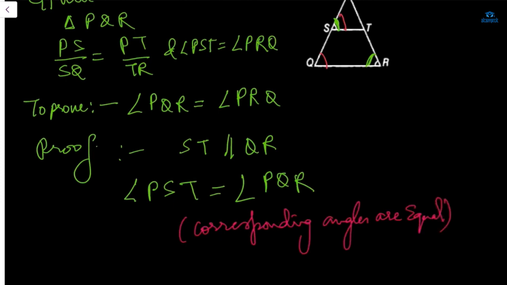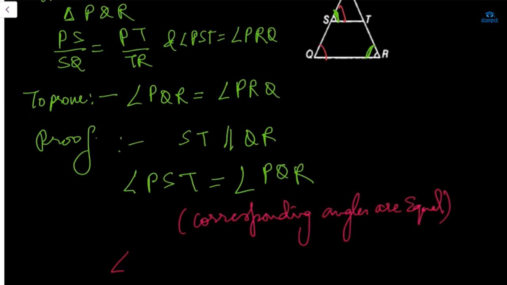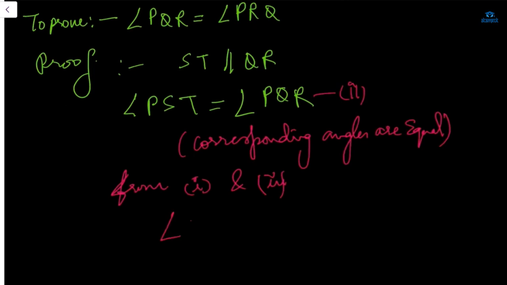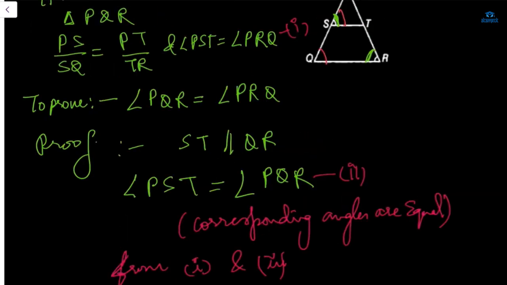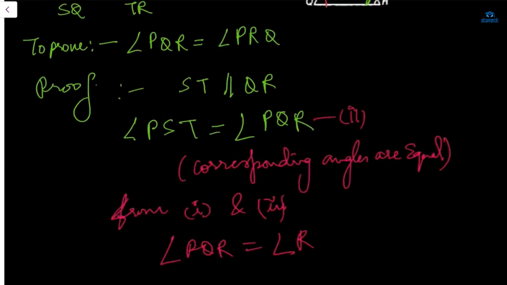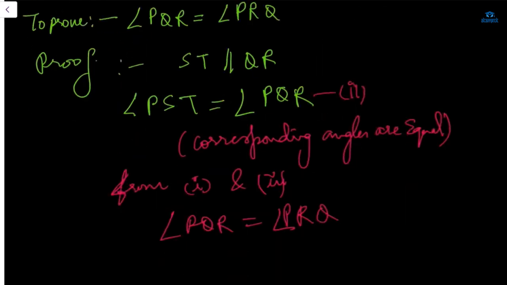Now, from the first and second, what did you get? That angle PQR is equal to angle PRQ. Yes or no? Yes, ma'am. But you have to prove that it is isosceles. Now, since these two angles are equal, it will be an isosceles triangle. Got it, Pradima?